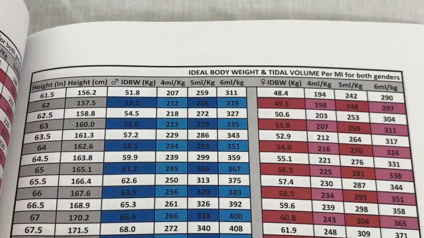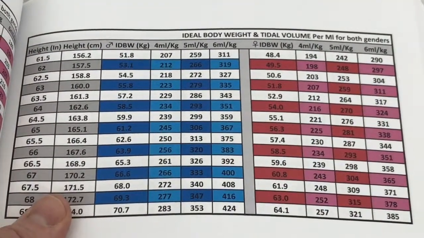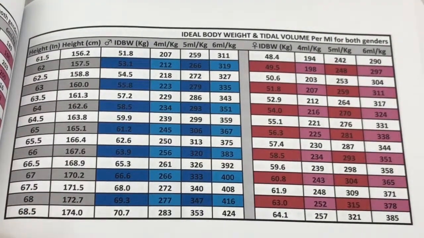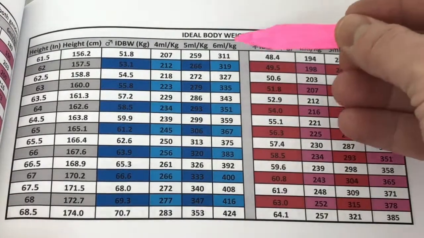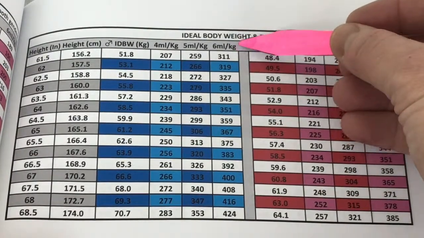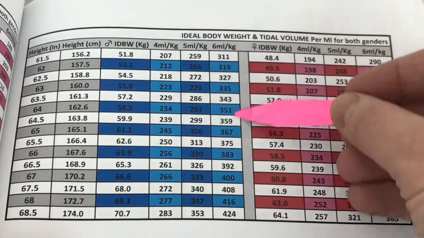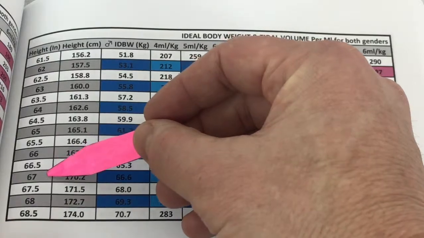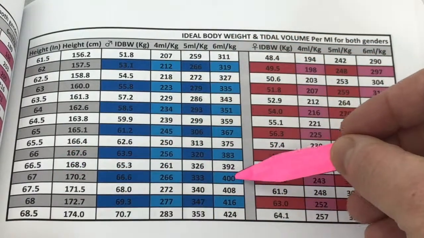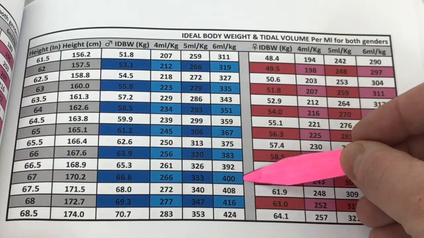I'm going to zoom in to make it easier to see. Under 67 inches, I'm going to go to the column. I'm going to target 6 milliliters per kilogram. If I scroll down here, as you can see, that is 400 milliliters. And that's going to be my initial tidal volume setting.